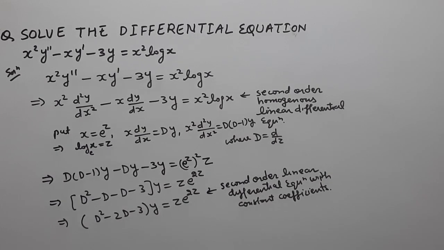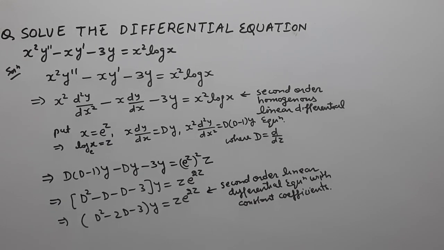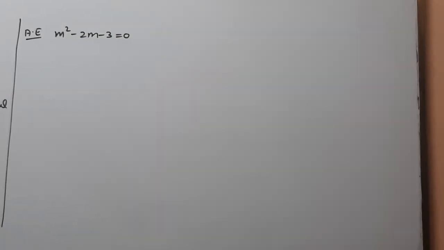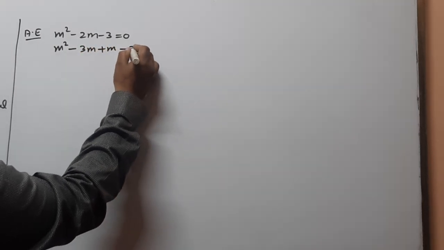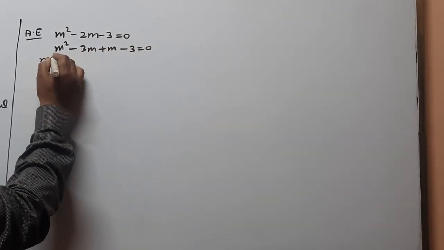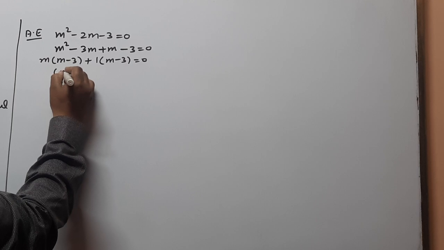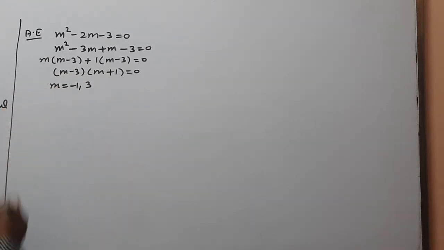So first we form the auxiliary equation. For forming the auxiliary equation we replace small m in place of capital D. So the auxiliary equation is m square minus 2m minus 3 equal to 0. Now we find the roots of this auxiliary equation. This can be written as m square minus 3m plus m minus 3 equal to 0. Now taking common m, we get m minus 3, and taking common 1, m minus 3. Taking common m minus 3, we get m plus 1 is equal to 0. So m is equal to minus 1 and 3.